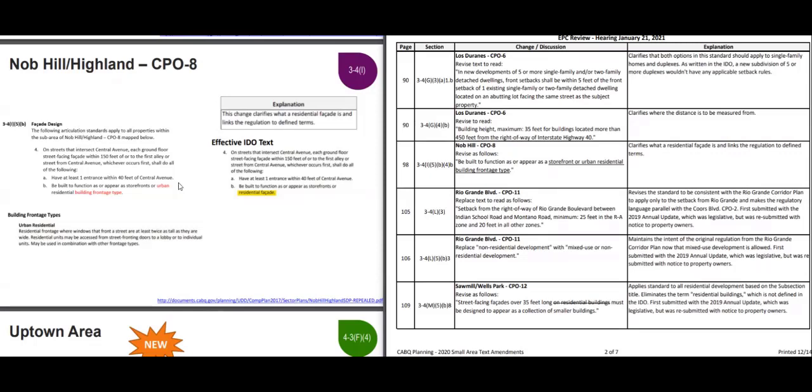defined term. You'll see over here in the former Nob Hill Highland sector plan, it just said residential facade, and that's what the IDO used to say, but that's not a defined term. So we're revising it to say urban residential building frontage type, which is a defined term. It's a group under building frontage types for urban residential. So this connects the regulation to a defined term, which helps us regulate things more consistently.